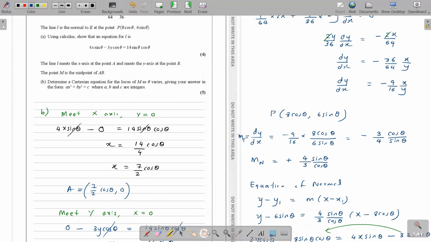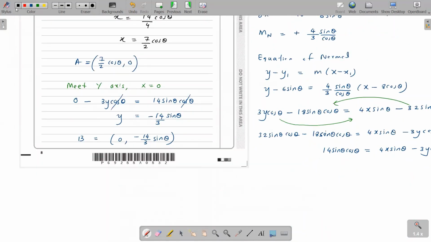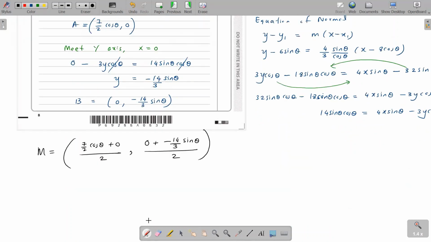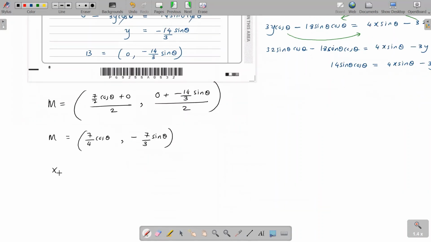They say the point M is the midpoint of AB. So midpoint M, how do you get it? You add the x coordinates, 7 over 2 cos theta plus 0, and divide by 2. Add the two y coordinates, 0 and minus 14 over 3 sine theta, and divide by 2. So what do we get here? 7 over 4 cos theta, and 14 over 3 divided by 2, minus 7 over 3 sine theta. So now we need to get the locus, right?